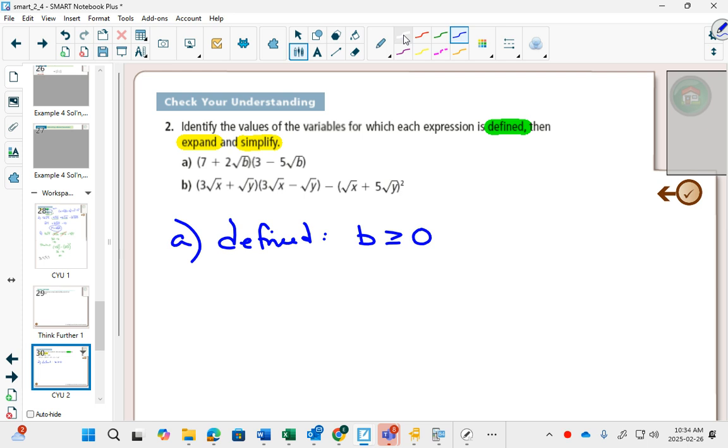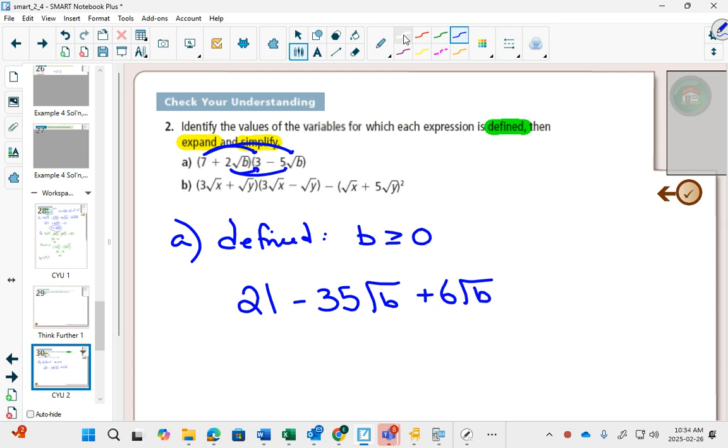If I have 2 binomials multiplied by each other, I would FOIL this out. So I'll draw my arrows. 7 times 3, 21. 7 times a negative 5 root b, well, the numbers get multiplied, so that'll be negative 35. The radicals get multiplied, but there's just the one of them, so it just stays root b. 2 times 3 would be plus 6, and the radical stays root b. And finally, 2 times a negative 5, negative 10.